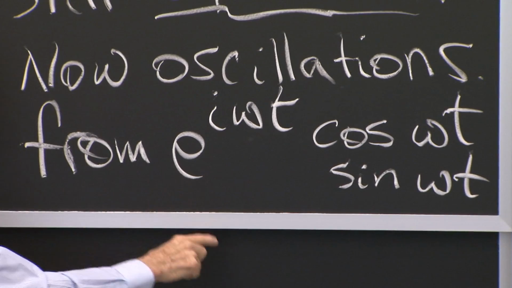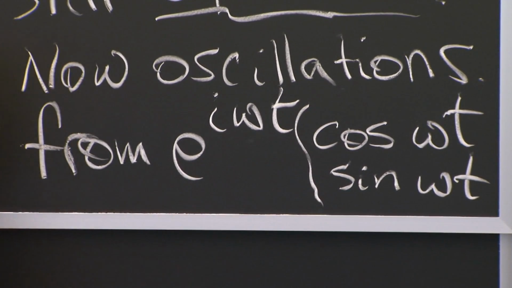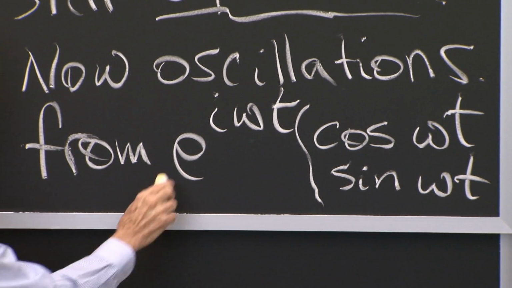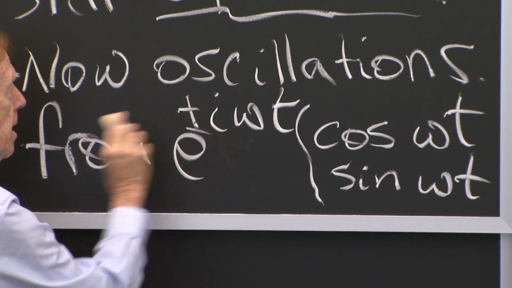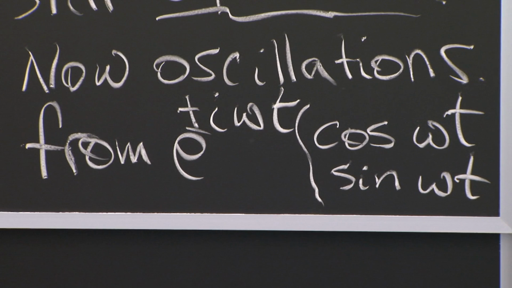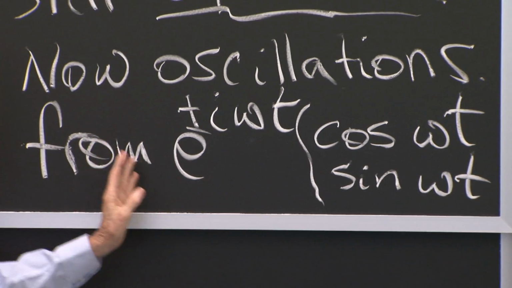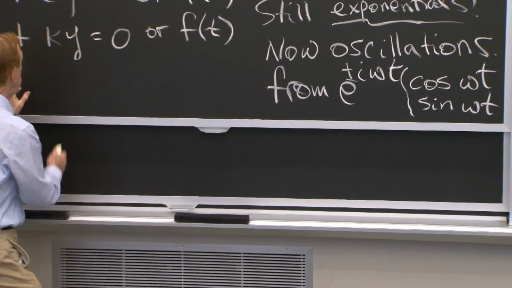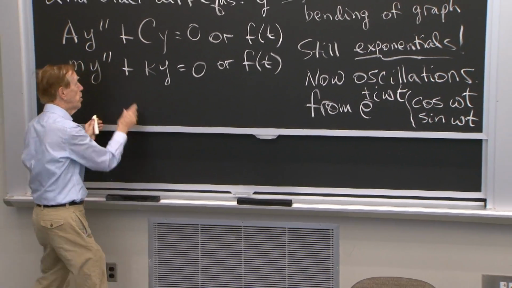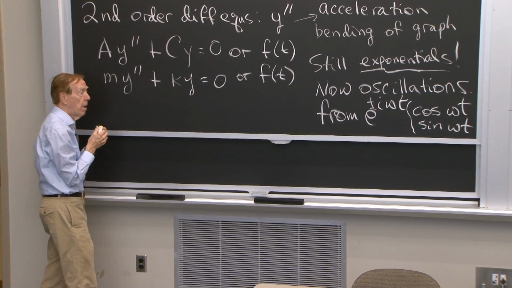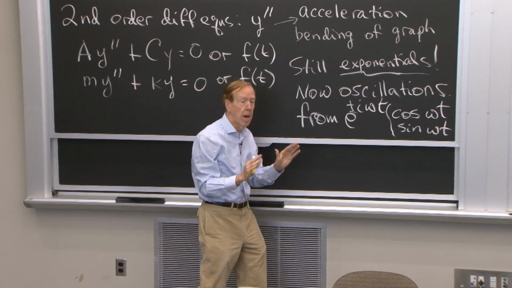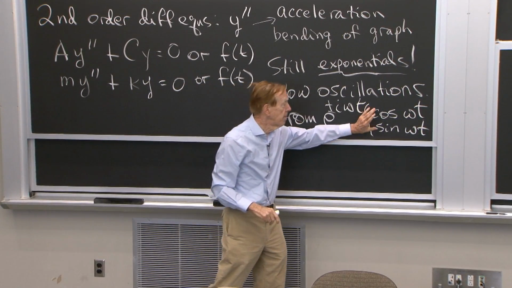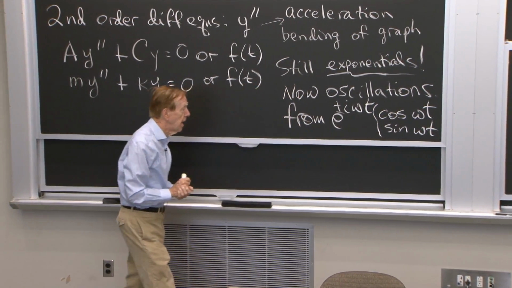Actually, I've written two real guys there, so I better have two complex ones, and it will turn out to be plus or minus. There are two frequencies there, plus i omega, minus i omega, and they turn into cosine and sine. So in this case, with no damping term, we can stay entirely real without creating any problems. We can work with cosines and sines.